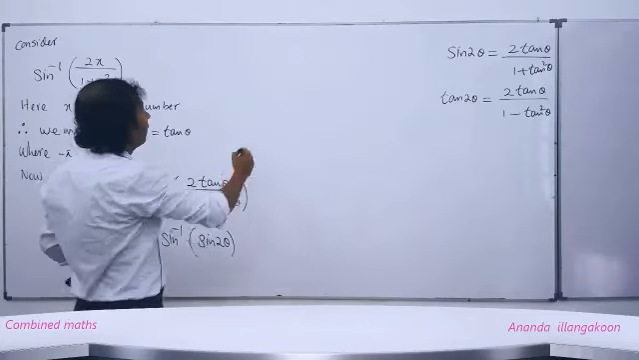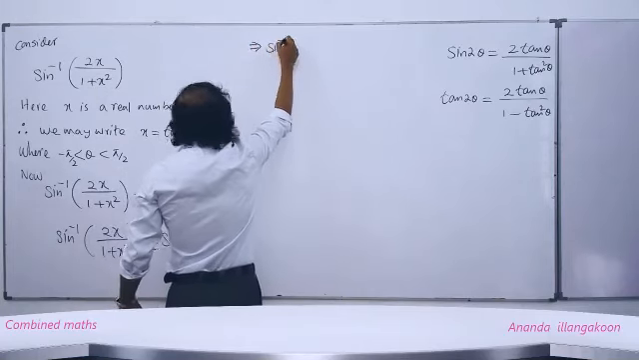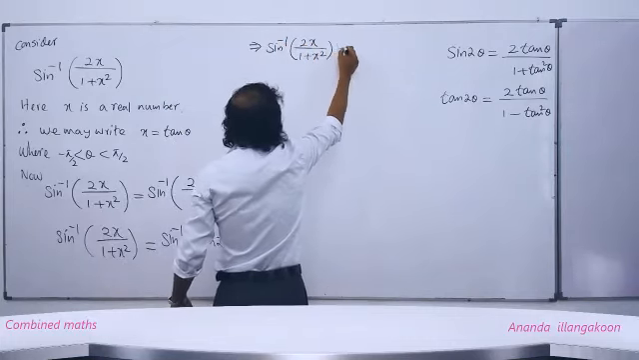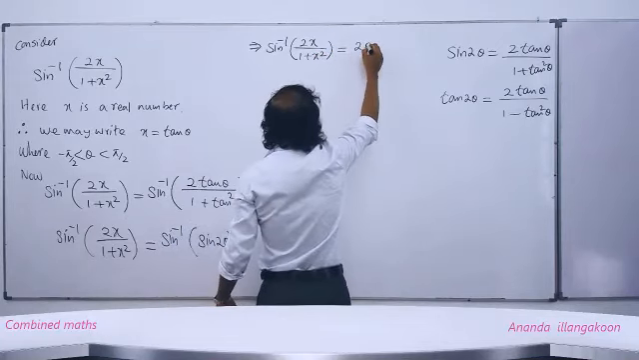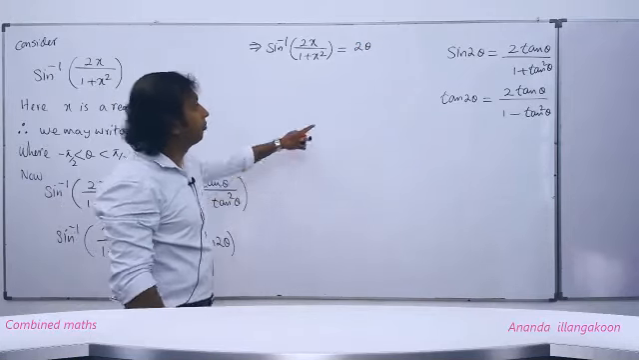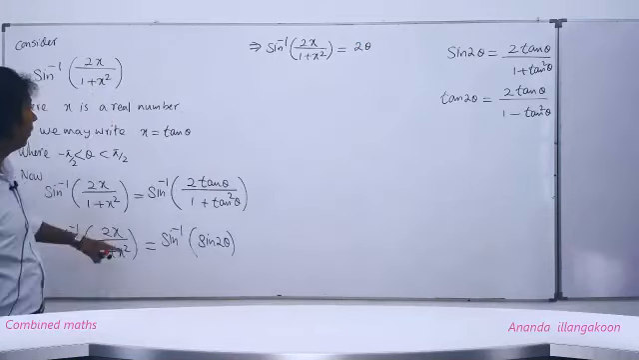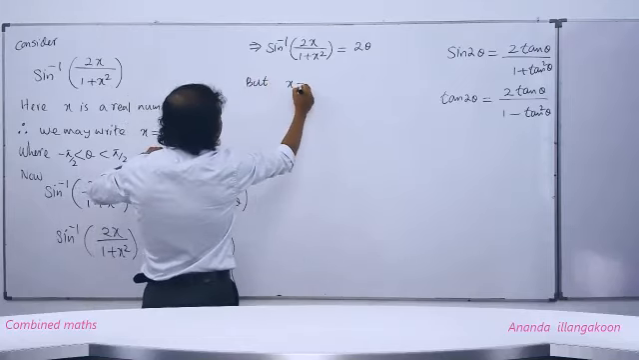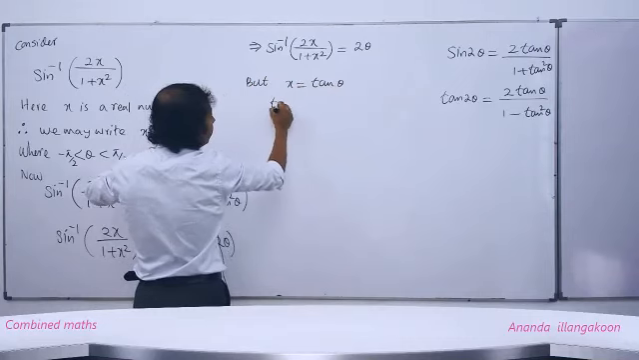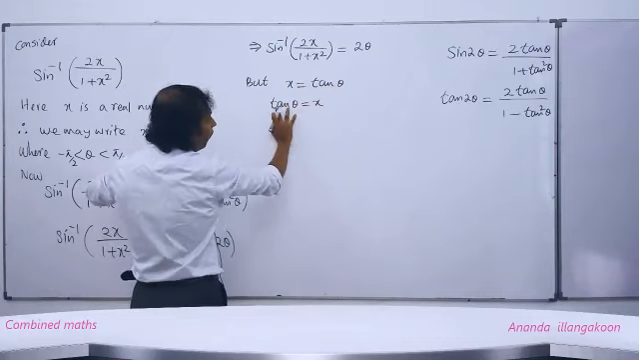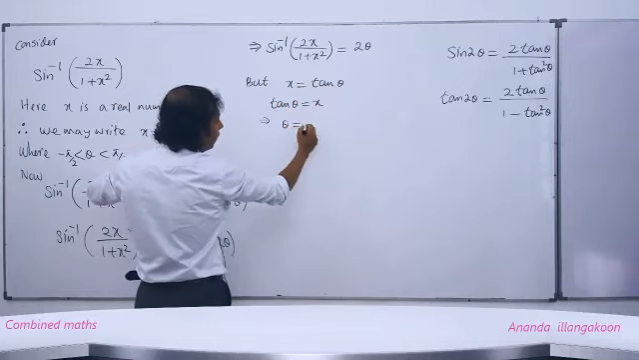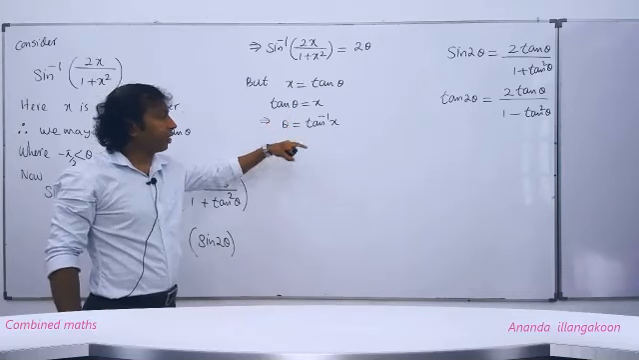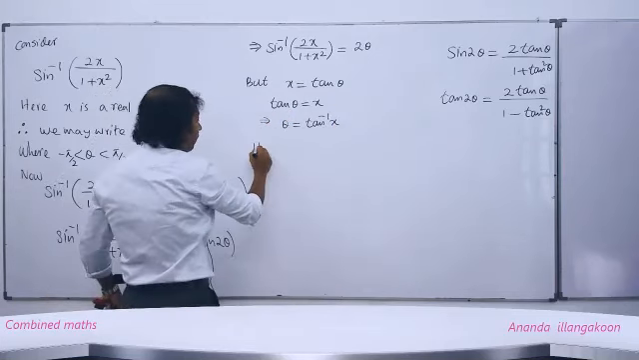And then what you get is, this implies sine inverse 2x upon 1 plus x squared is equal to 2 theta. But what is this theta, people? Here x equals tan theta. That means tan theta equals x. Once I take this tan to the right hand side, this implies theta equals tan inverse x. Theta equals tan inverse x. Put that in. Hence, we get the answer.